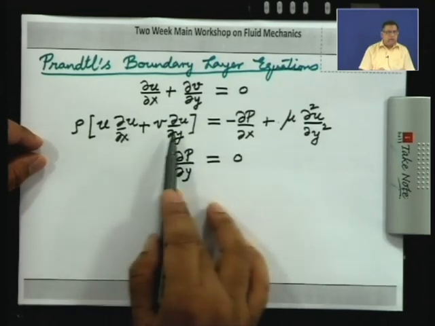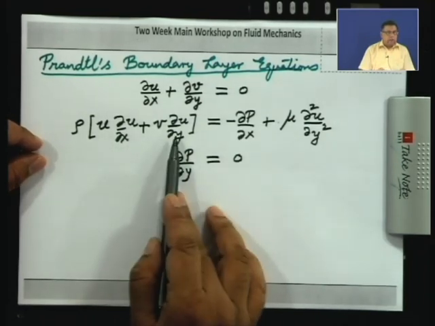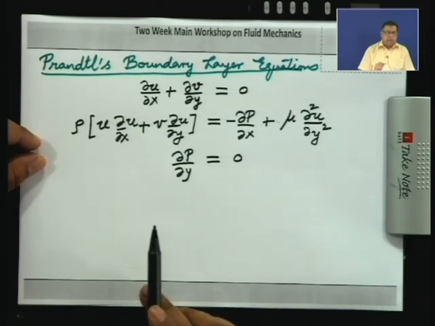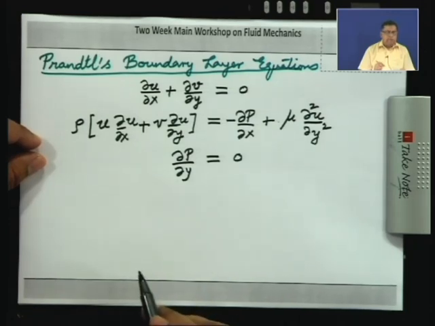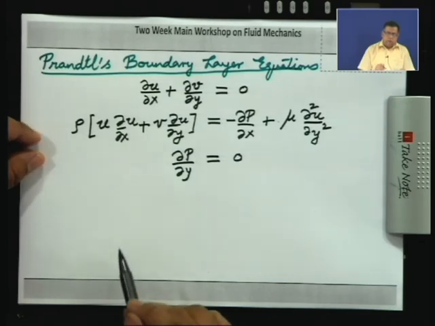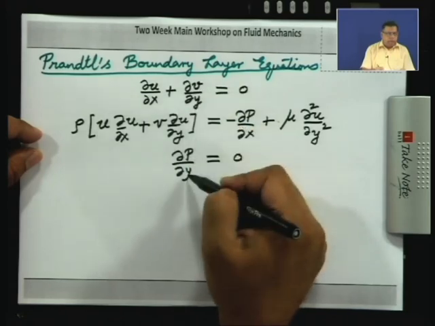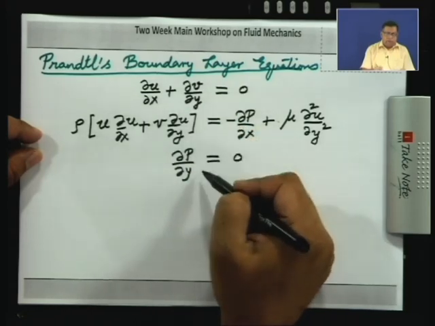It still has a nonlinear term in this equation. So, it is not as easy to solve as the Navier-Stokes equations for fully developed duct flows, where this term is 0. Now, here your unknowns are u, v and p. So, there are 3 unknowns and 3 equations.